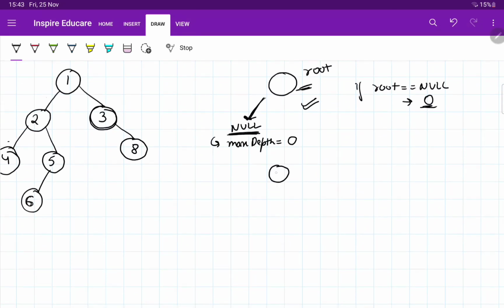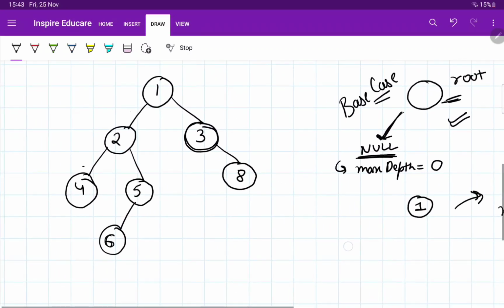Even if we had one node, let's say this was a root, we could say that the maximum depth is 1, right? But because there are no nodes in this case, we can say that the maximum depth is 0, right? So this will be our base case for our recursive solution, right?